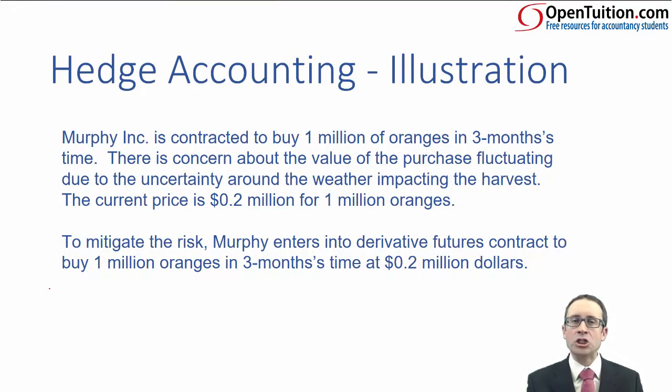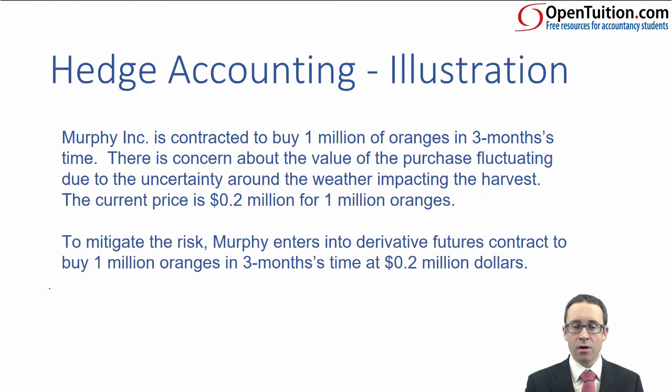So let's just have a look at an illustration, shall we? What you've got there is Murphy Inc. is contracted to buy 1 million oranges in 3 months' time. It's a lot of oranges, isn't it? Maybe they make orange juice. That would require lots of oranges, wouldn't it?